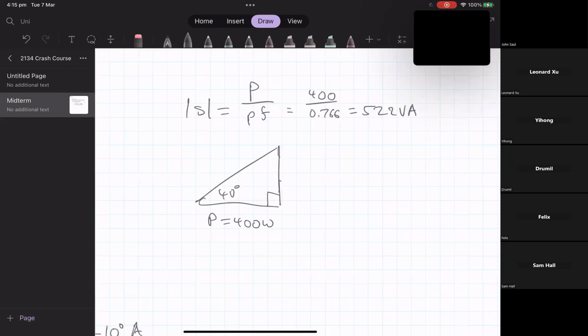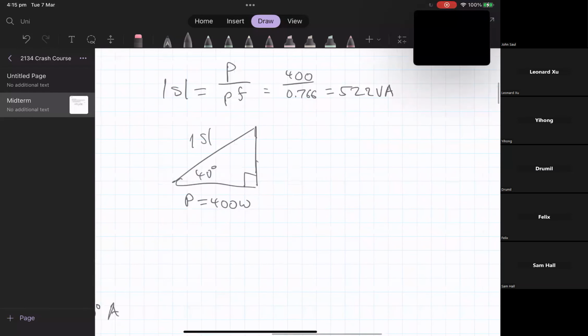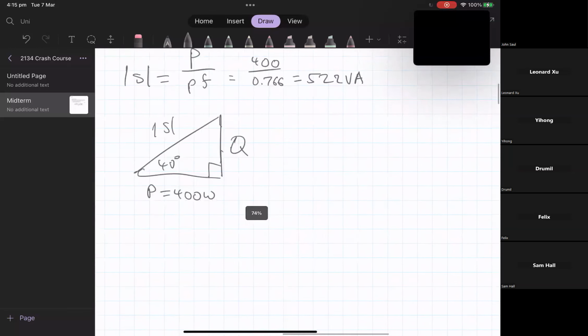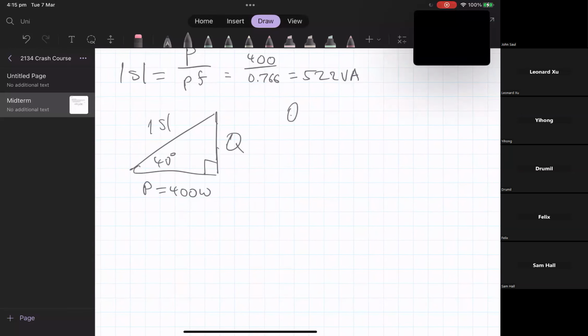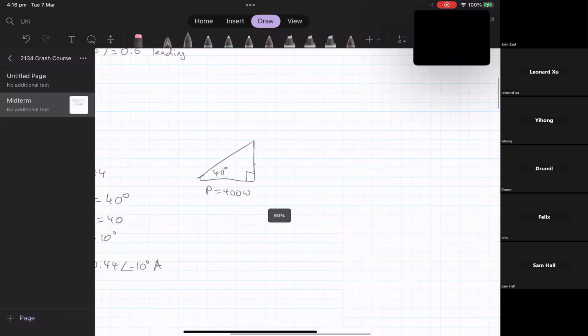So that's S. And then Q, using simple trigonometry, we have Q equals magnitude of S sine of theta. And that is 336 volt amperes reactive. And that is a complete description of our power triangle.